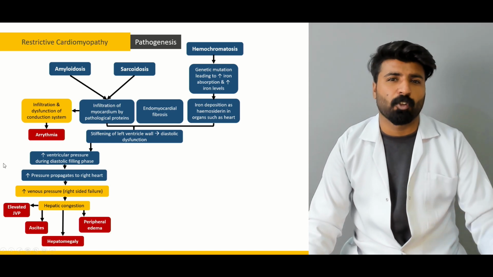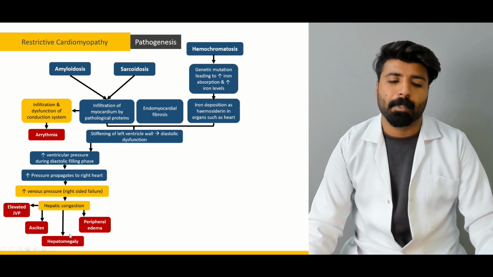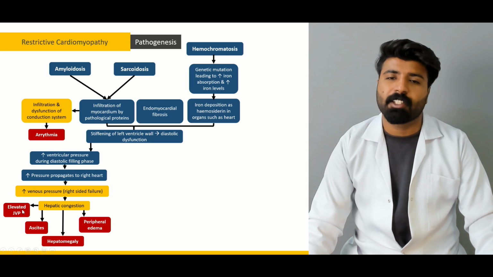What will be the symptoms you will be looking for in this patient? The patient will have elevated JVP, right? The patient will have ascites, hepatomegaly, and peripheral edema. Elevated jugulovenous pressure, JVP stands for jugulovenous pressure. Elevated JVP will come in.